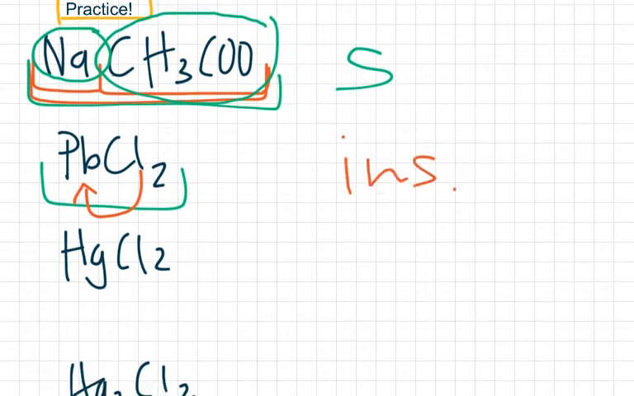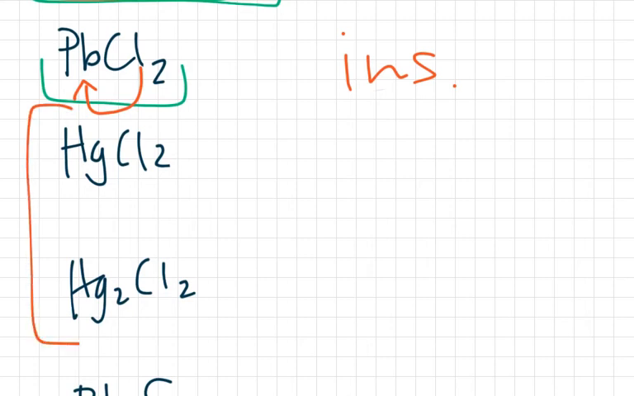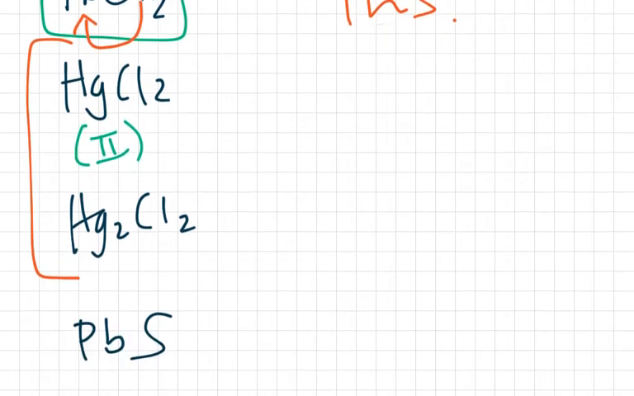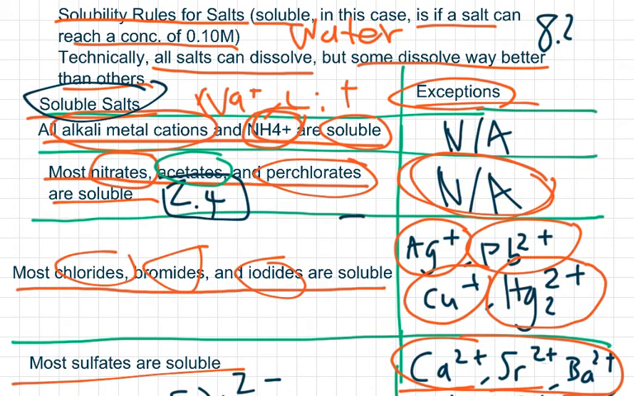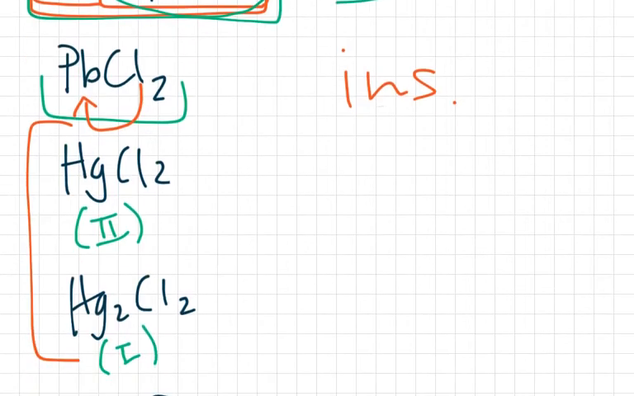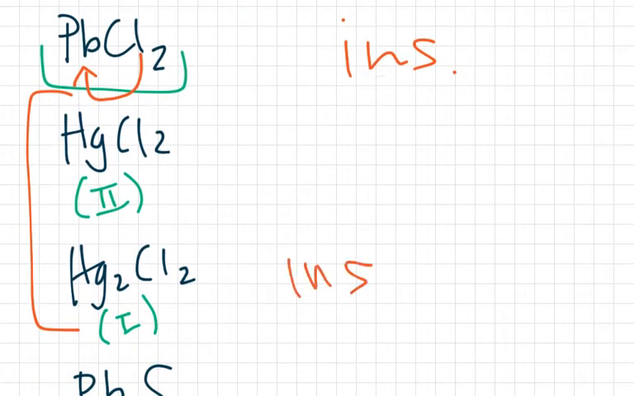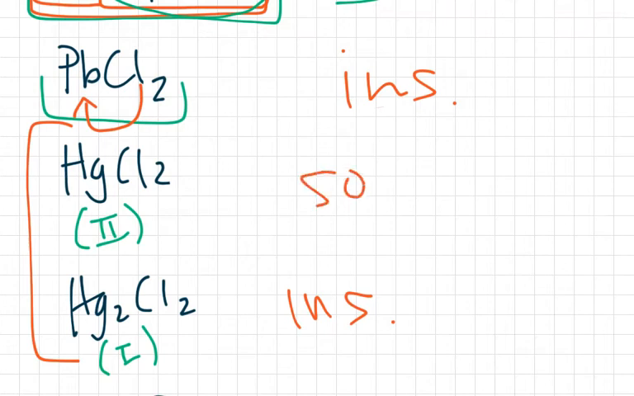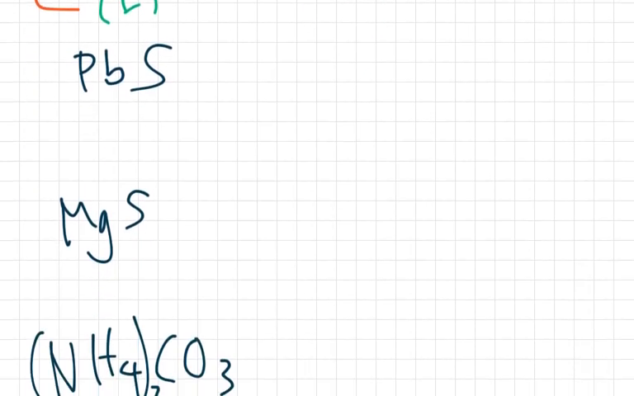Now what about these two? We have two compounds of mercury chloride, but one is going to be mercury 2 chloride, and one is going to be mercury 1 chloride. Now there's a difference, because as we saw in the notes, mercury 1 with a chloride will be insoluble. So mercury 1 chloride will be insoluble, and since mercury 2 is not on the list of exceptions for chlorides, this one is going to be soluble. And let's do that in green, because green means good and red means bad in this context.